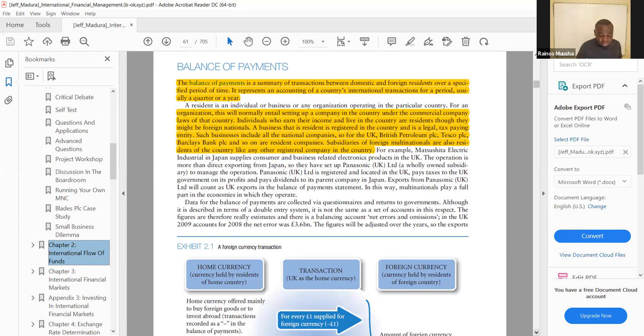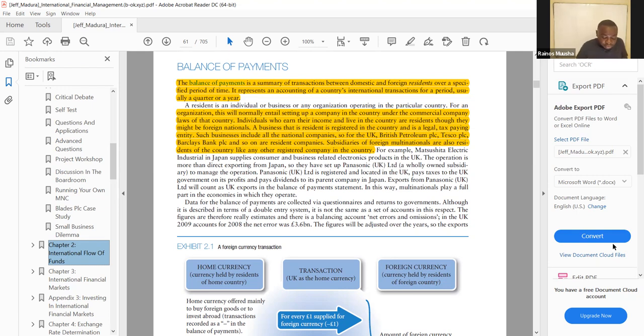So for an organization, this will normally entail setting up a company in the country under the commercial company laws of that country. So individuals who earn their income and live in the country are residents, though they might be foreign nationals. So a business that is resident is registered in the country and is a legal tax-paying entity. So such businesses include all the national companies for the UK, British Petroleum PLC, Tesco PLC, Barclays Bank PLC, and so on, are resident companies, because they're looking at it from what? From Britain's perspective as well.